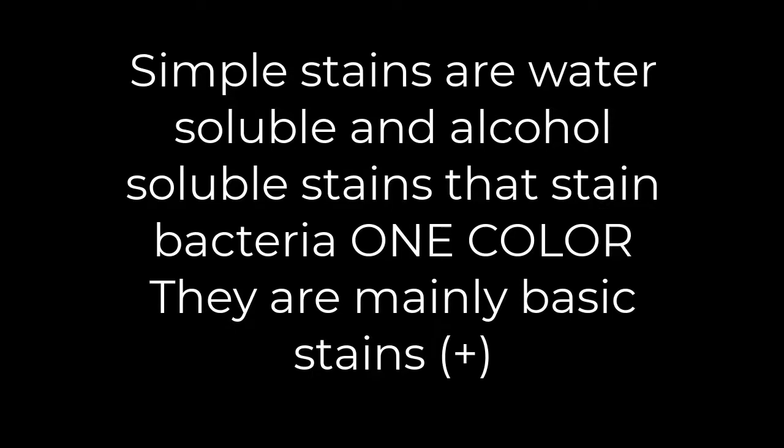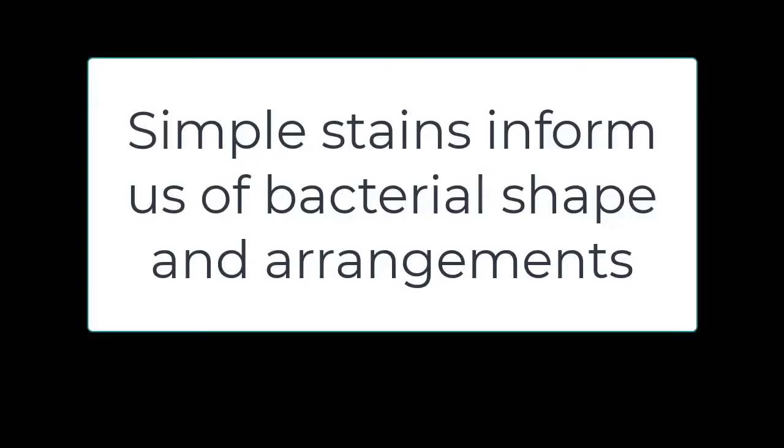Simple Staining Lab involves the use of simple stains, which are water-soluble and alcohol-soluble, sometimes lipid-soluble stains that stain bacteria only one color. For example, methylene blue stains bacteria the color blue. They are mainly basic stains with a positive charge, and because bacteria have DNA that's negatively charged and they have slightly a negative charge in their cytoplasm, they are attracted to these simple stains. Simple stains inform us only about the bacterial shape and the arrangements.